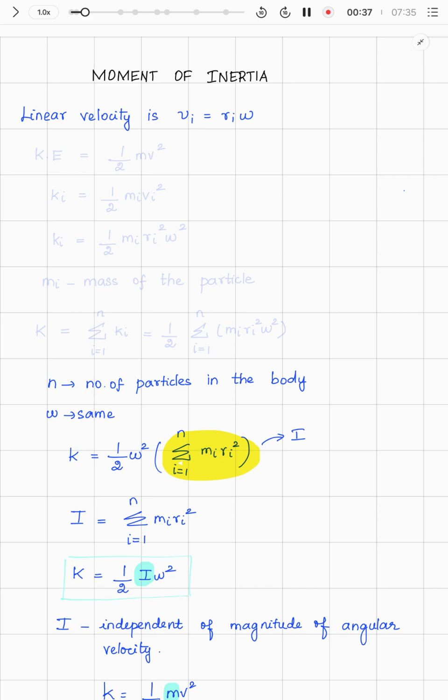So from this equation, the kinetic energy of motion of this particle is, usually the equation for kinetic energy is half mv square, but in this case the kinetic energy is given as Ki is equal to half into mi Vi square. So instead of this Vi square, we can substitute the value of linear velocity Vi. So we will get half mi Ri square omega square, where mi is the mass of the particle.